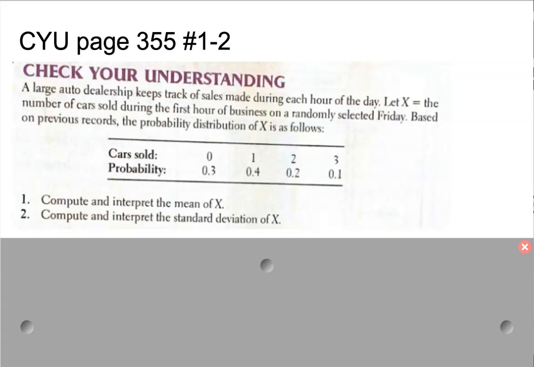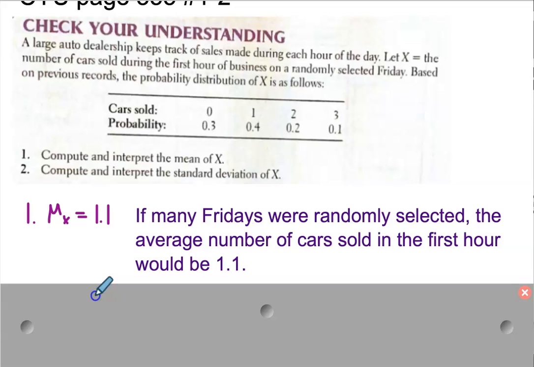All right, so I'm guessing most of you did the 1-Var Stats. I know I definitely would have, but make sure you are showing the beginning of those formulas. So overall, for number 1, the mean ends up being 1.1. You should have had on your paper mu sub x equals 0 times 0.3 plus ... 3 times 0.1, then equals 1.1. So if we interpret this, we would say if many Fridays were randomly selected, the average number of cars sold in the first hour would be 1.1.